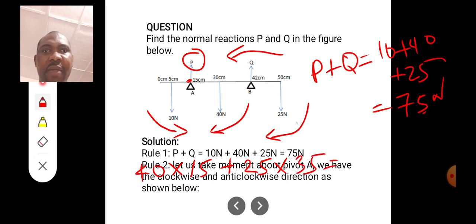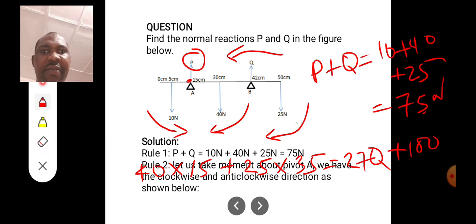Equal to, now look at Q, it is moving anti-clockwise. And the mark is 42 minus 15. Look at the diagram. That will give us 27. So we have 27Q. Then plus, look at the 10 newtons force, it is also moving anti-clockwise. Then the perpendicular distance is 15 minus 5. That will give us 10. So 10 times 10 will give us 100.